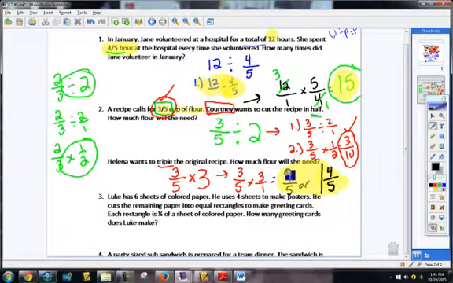So you can't just automatically think, oh, we've been doing division because that's what the learning target says, so that must be what it is. No, it doesn't work that way. You need to think. Okay? All right?